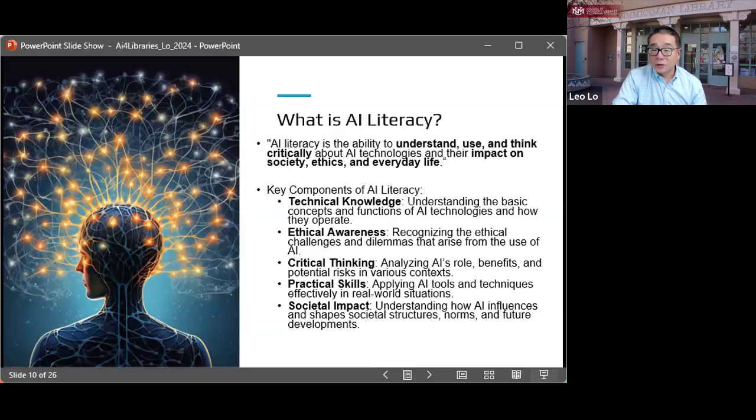So I think AI literacy helps individuals make informed decisions, understand the technology's limits and potential, and shape how AI impacts our personal and professional lives.